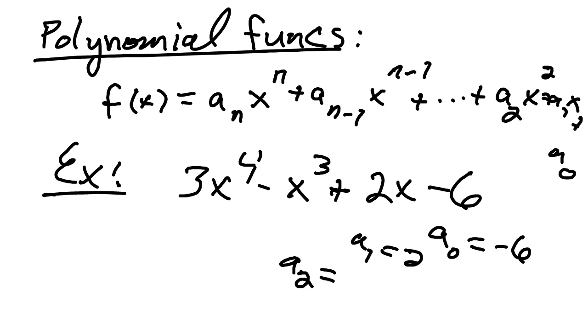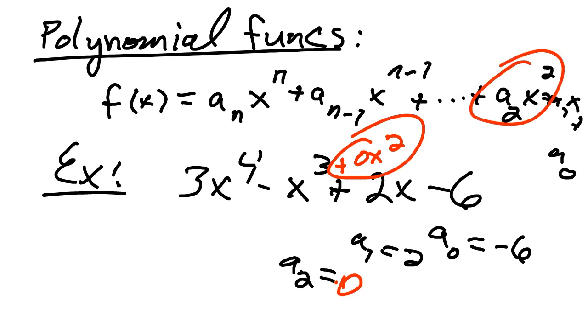Well, what is this? This would be plus 0x squared, right? So A2 is 0. All right, so just because you don't have the term doesn't mean that it wouldn't be there if you attach a coefficient of 0. All right, anyway, so we got all that.